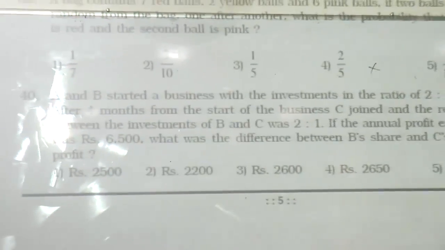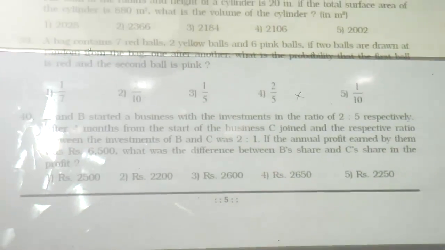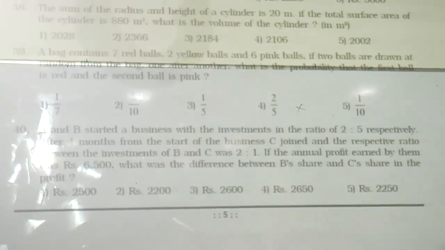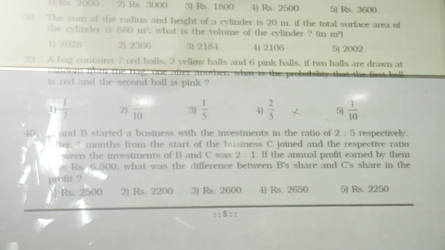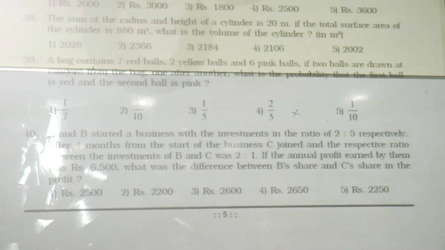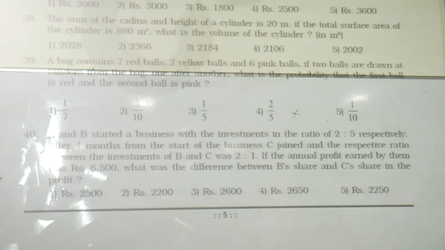A and B started a business with the investment in the ratio 2:5 respectively. After 4 months from the start of the business, C joined, and the respective ratio between the investments of B and C is 2:1. So for these types of questions, first let us calculate the investment ratio of A, B, C together. Who is common? B. B in the first ratio is 5 parts and in the second ratio is 2 parts.